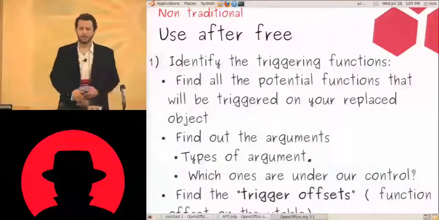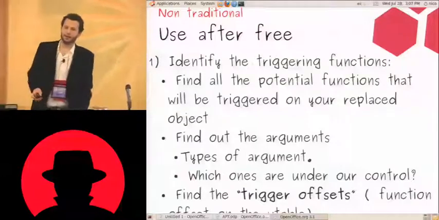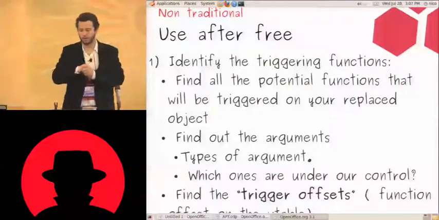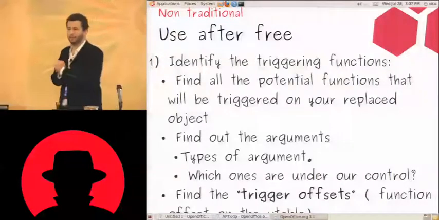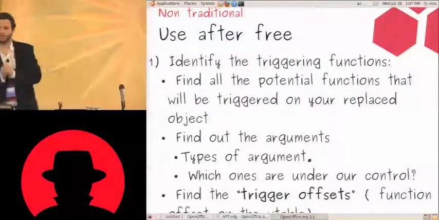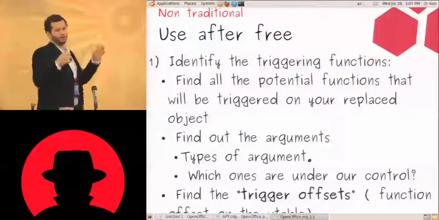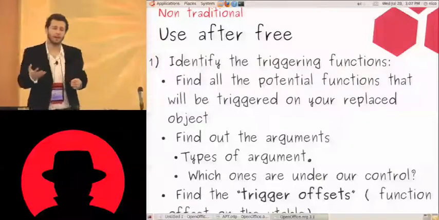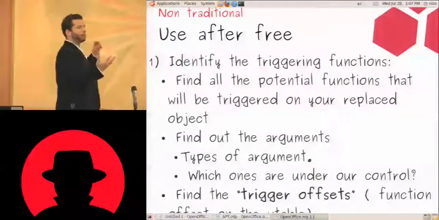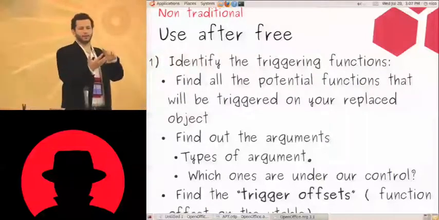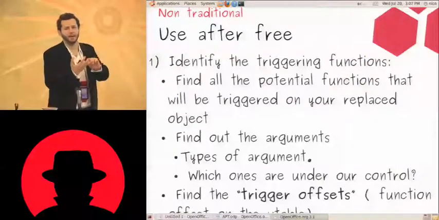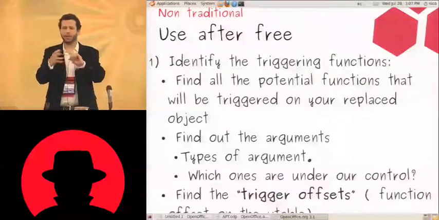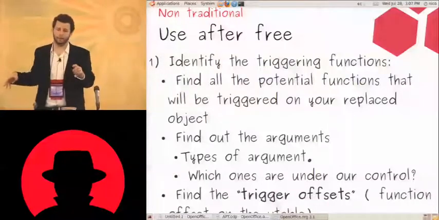So in order to exploit use after free by replacing an object, the first thing you want to do is identify the triggering function, I mean of the original object. You are freeing an object, which in our case was an element. Now I need to know which methods are the ones that will allow me to actually trigger my modified vtable.